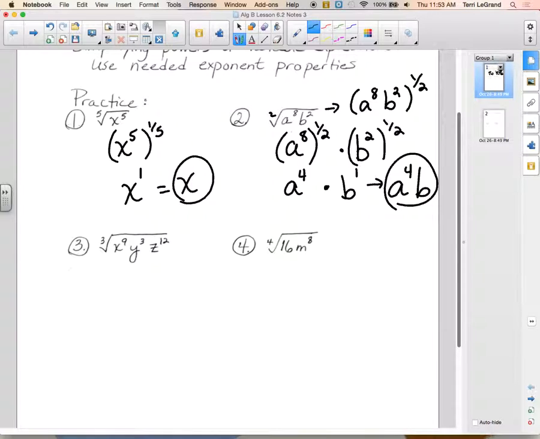You don't need the multiplication dot between them because they're variables. They can be next to each other without it. And we don't need that to the 1st power. It's understood to be there.